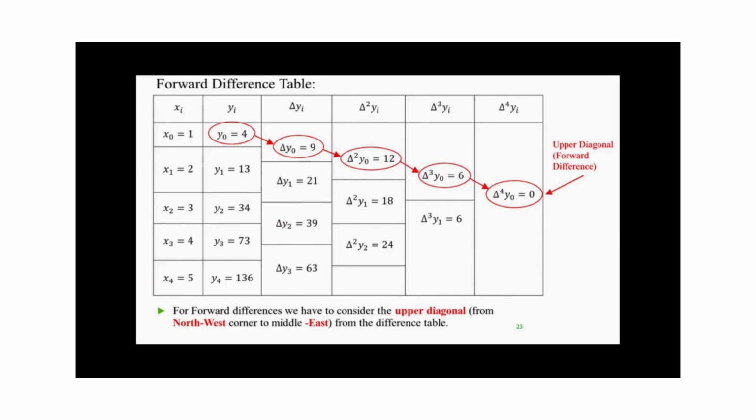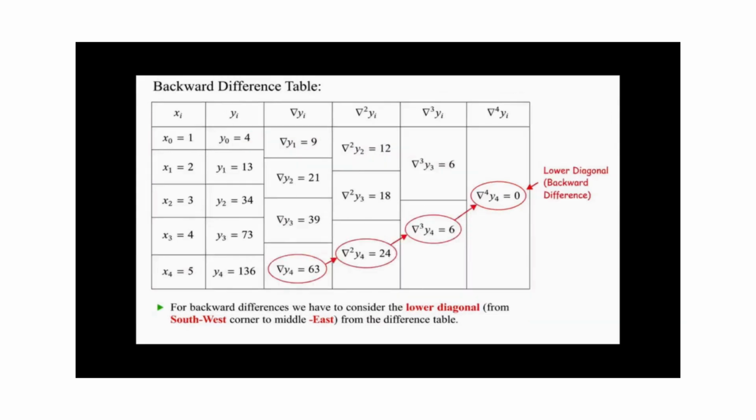Next, we calculate the second differences by subtracting consecutive values from the first difference column. Finally, the fourth difference is 6 minus 6, which is 0. So these upper half diagonal values are used in Newton's forward interpolation formula.